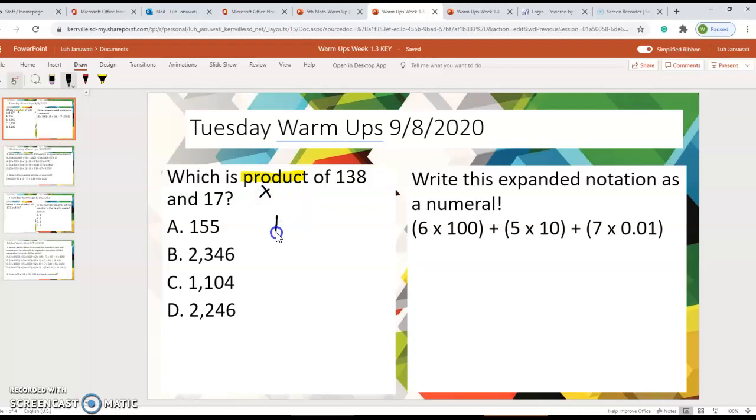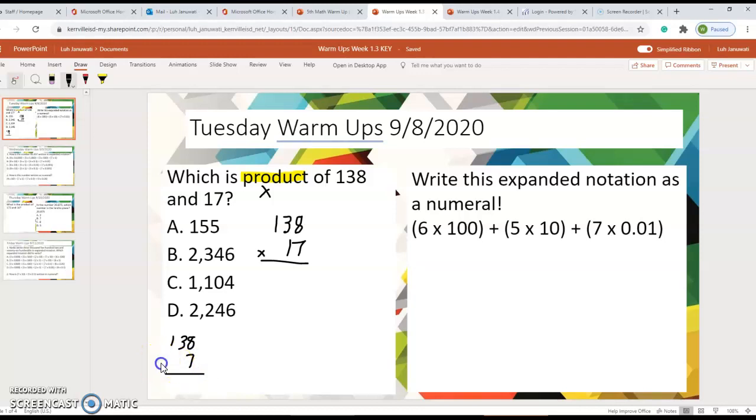So you do 138 times 17. The way you think about this is, okay, first 138 times 7. If you cannot do it in the standard algorithm, you can do 138 times 7, and then you do the next step, 138 times 1. I'm going to show you how to do it in 2 steps. So I do 138 times 7 first.